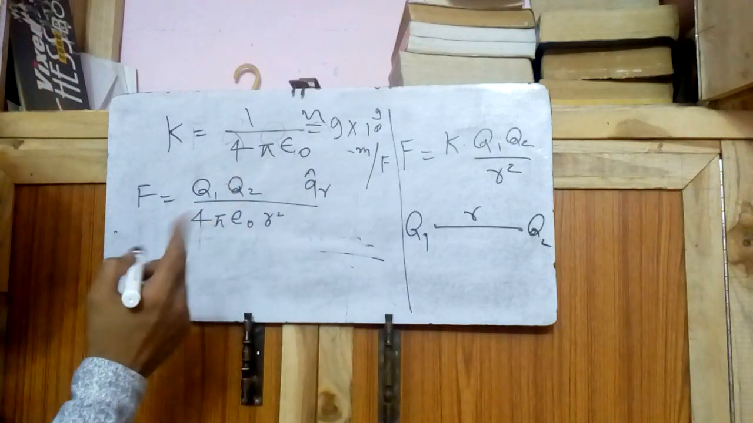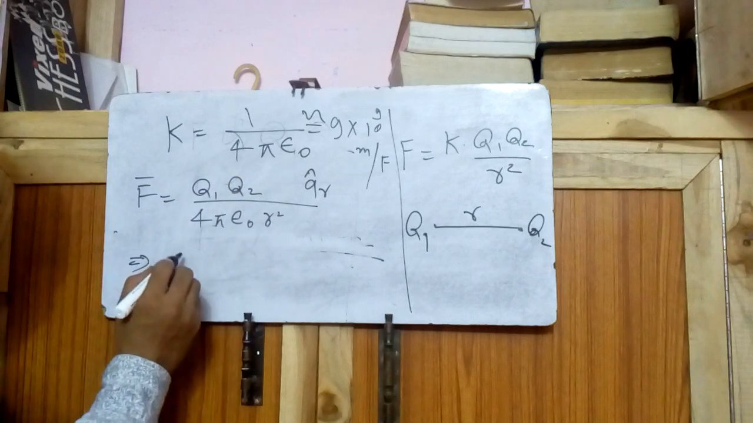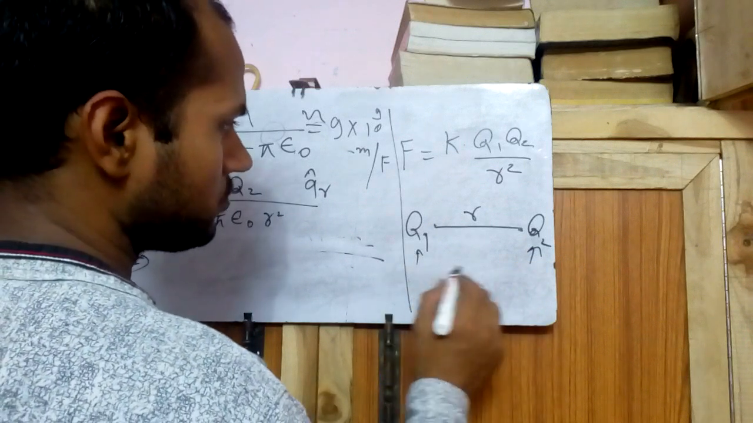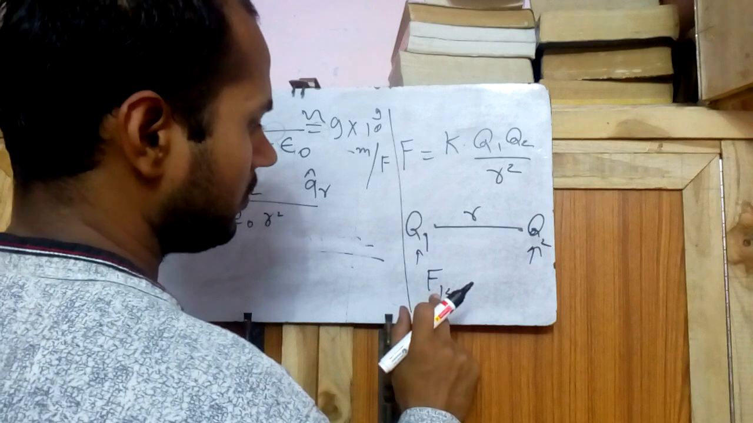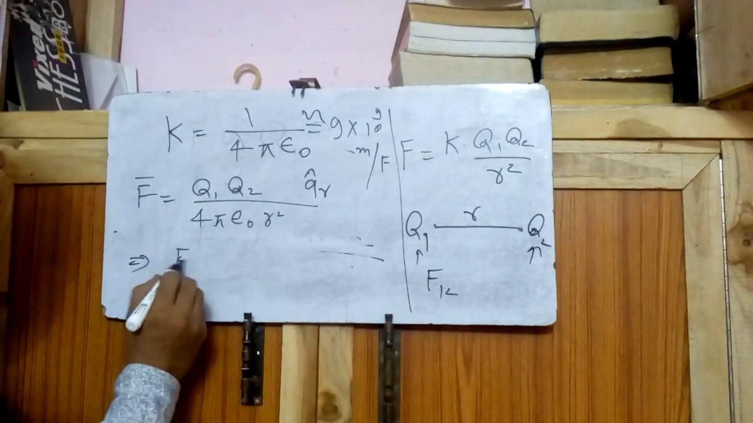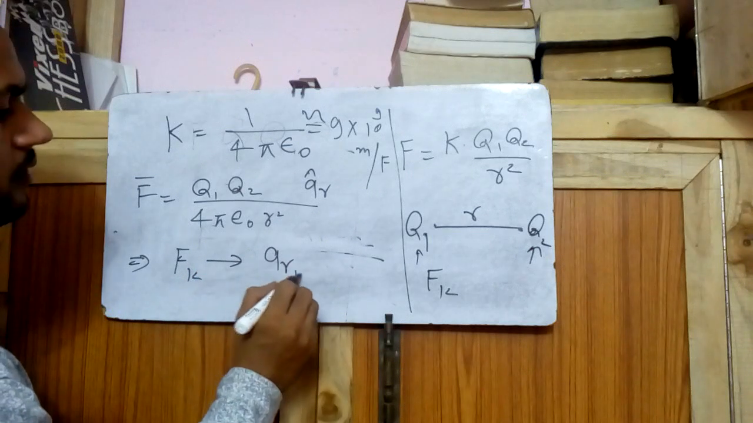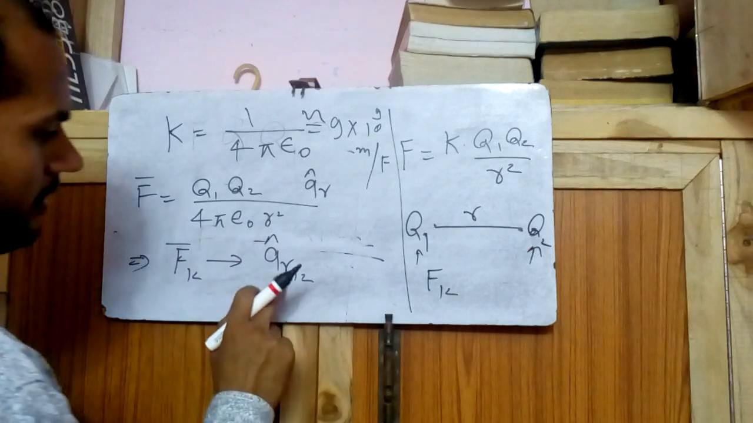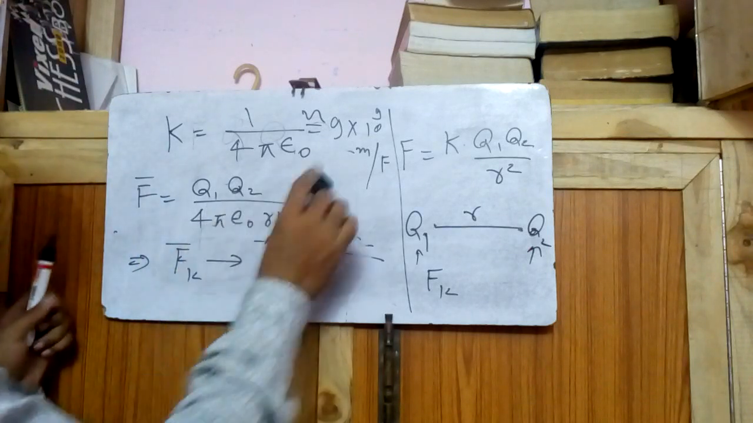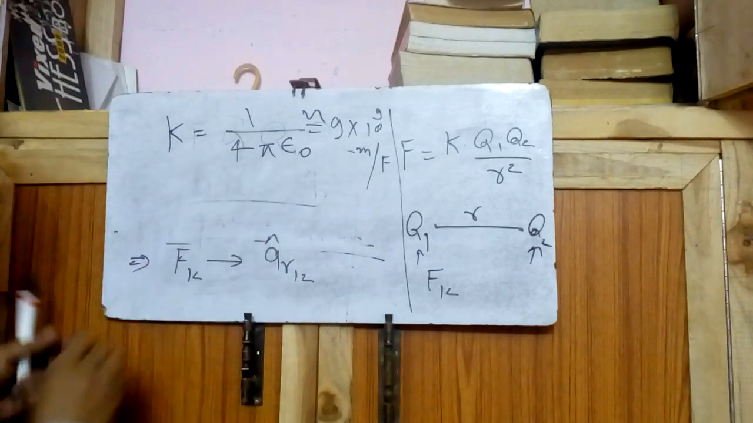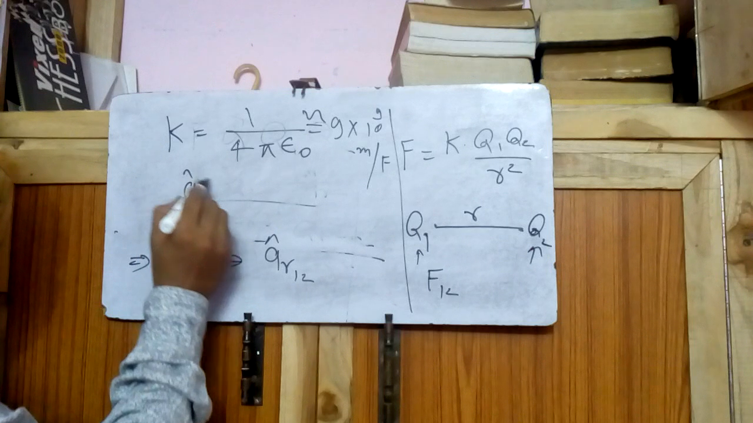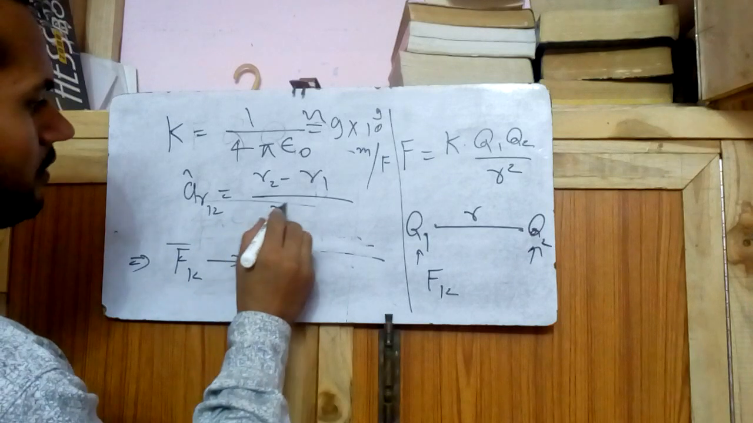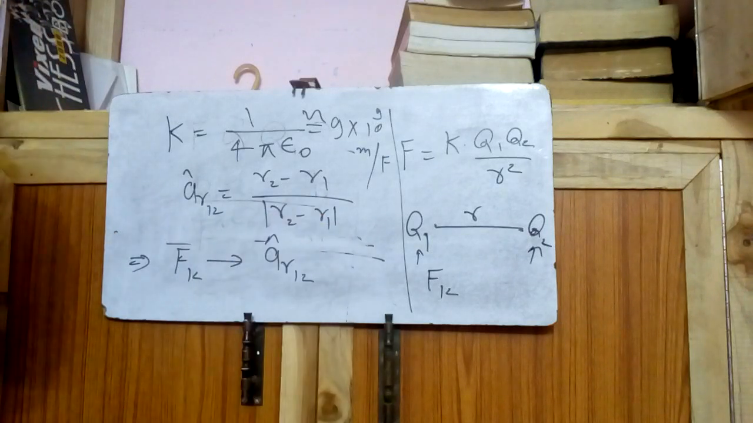What is the meaning of AR directed? If there is a force on Q2 because of Q1, the force will be F12, from 1 to 2, and this F12 will be AR12 directed. And what is AR12? It is vector R2 minus R1 divided by the mod of R2 minus R1.